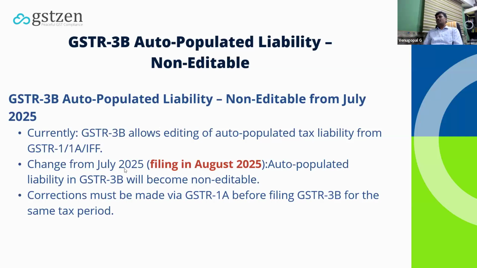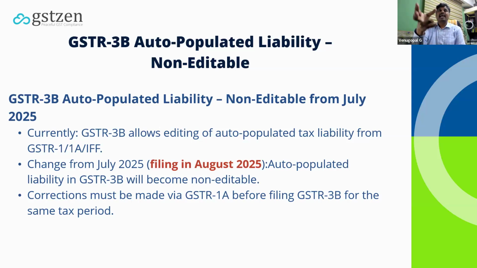Then auto population of liability. I want everyone to pay attention to this slide. For a while, the government has been telling that GSTR 3B will be locked, meaning you will not be able to edit it. And that is going to happen soon. So now the government has started with GSTR1 liability. So table 3 of GSTR3B, which is on liability, will be locked. You will neither be able to increase nor decrease it.